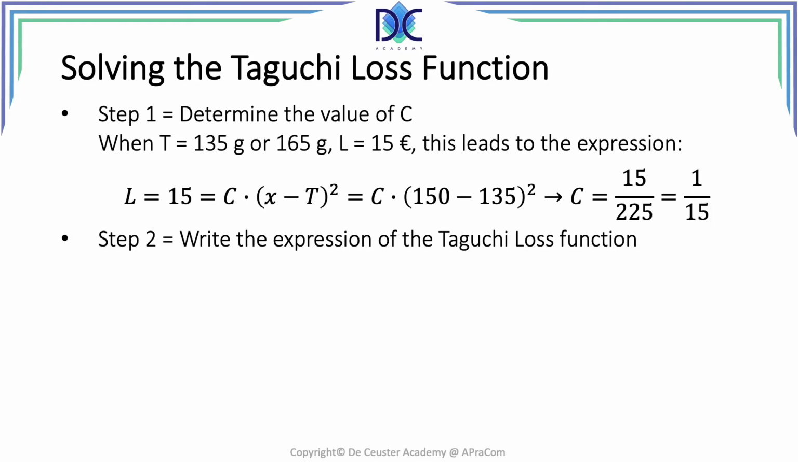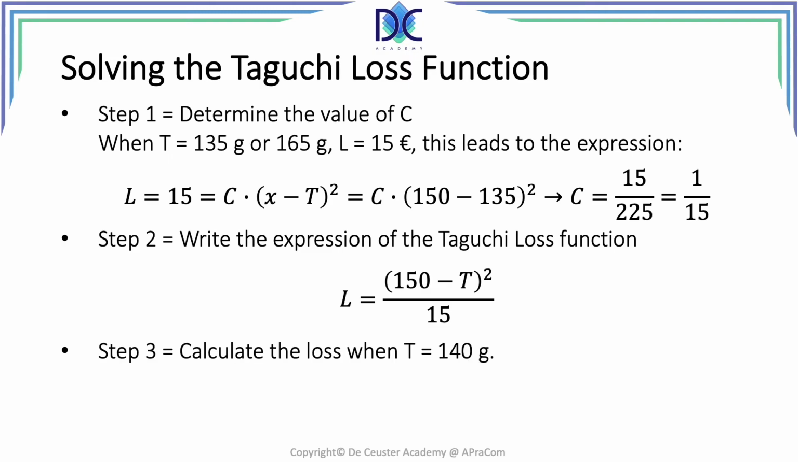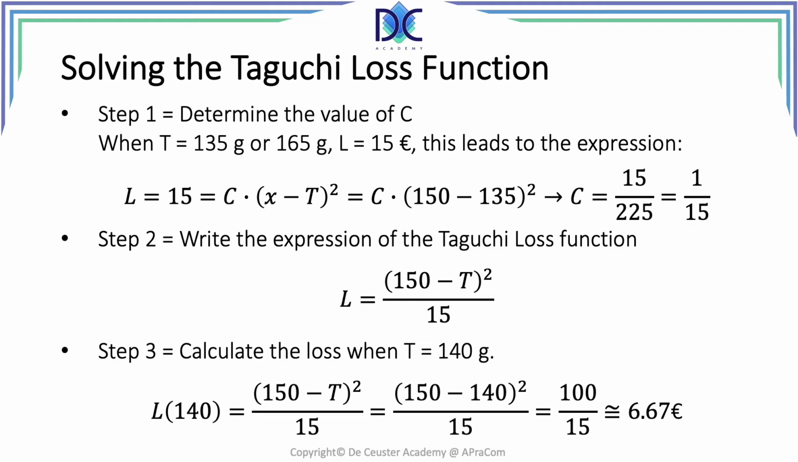Now step 2, we will write the expression of the Taguchi loss function. And we can say that L is 150 minus T to the square divided by 15. And now we can calculate the loss when the amount of magnesium taurate in our mixture is 140 grams. 150 minus 140 is 10. 10 to the square is 100. We have to divide it by 15. So basically when we produce, per box, our loss is 6.67 euro.